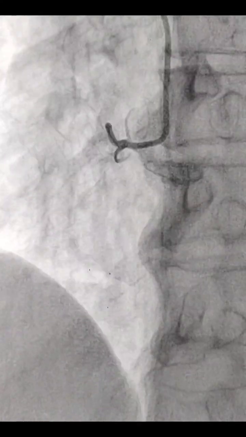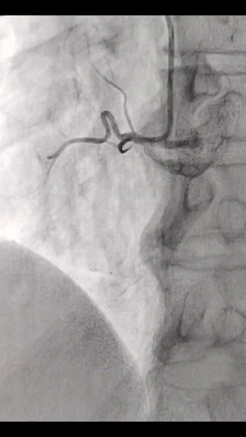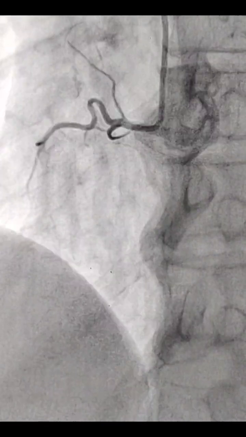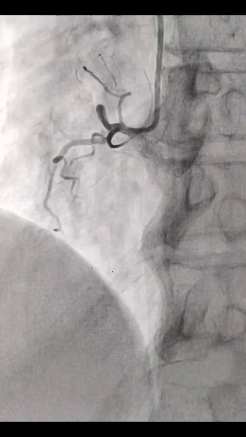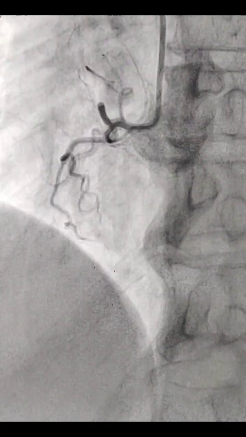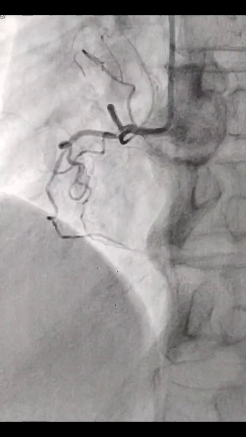So when the RCA gives rise to the PDA, then it is called right dominance, that is RCA dominance. If the LCX is giving rise to the PDA, then that is a left dominant system, left coronary dominant system. So this is a non-dominant RCA. I'll show you the LCX here in the same patient.